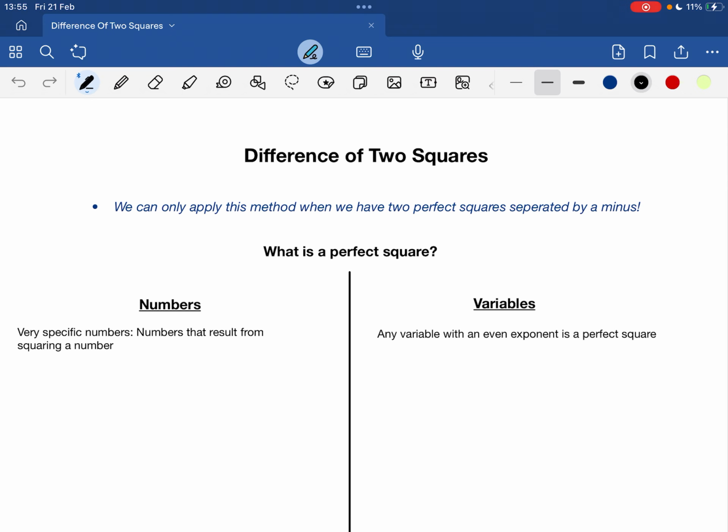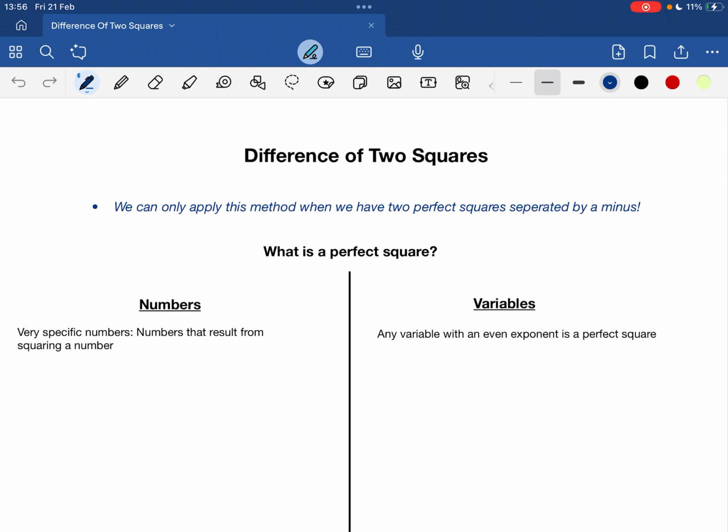Well, today we're continuing with our factorization topic. This is meant for grade 9s, 10s, 11s, and 12s to understand factorization better. And today we're looking at the difference of two squares, a very particular method of factorization. Now, you can only apply this method when you have two perfect squares that are separated by a minus.